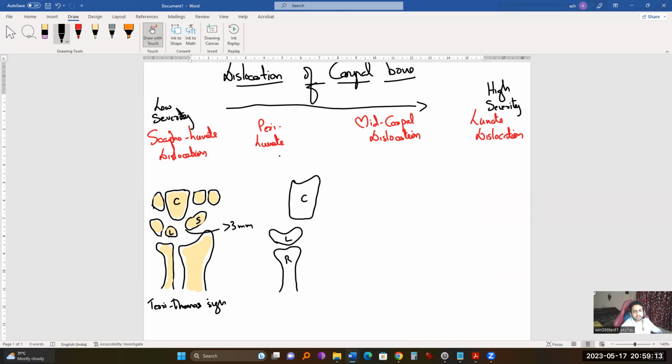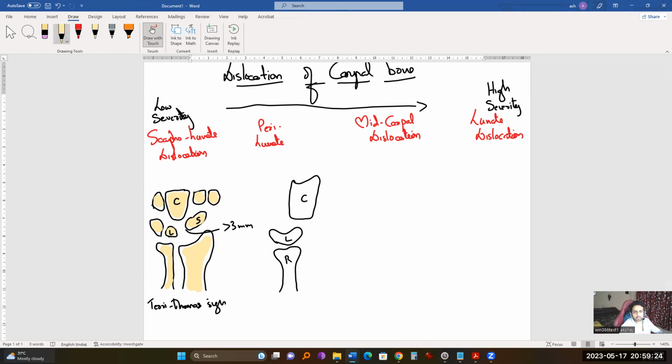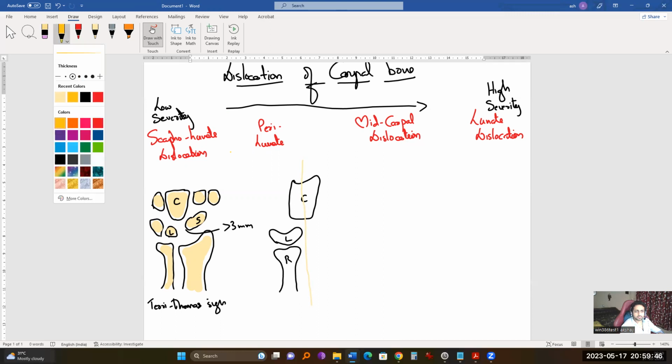Here the lunate stays put, but the capitate is dislocated. This is the axis. You can see the capitate is dislocated, whereas the lunate is right above the radius and it stays put. So in perilunate dislocation, the lunate stays put and the carpal bones around the lunate are dislocated.